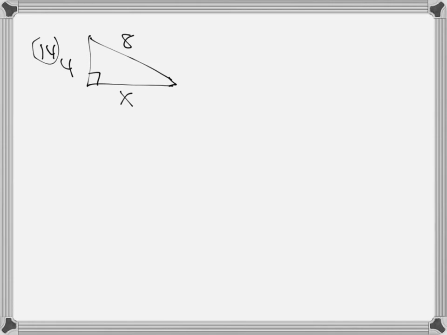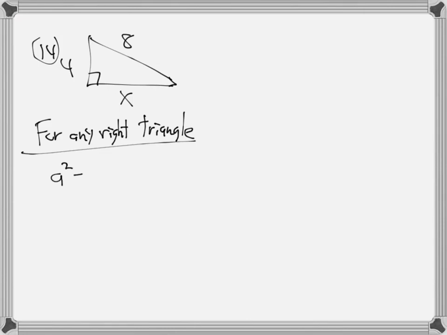Do you know of a formula? I can't remember if we've done it or not, where you have a right triangle. Yeah, a squared plus b squared equals c squared. Have you seen that before? For any right triangle, a squared plus b squared is c squared. What's that called? Pythagoras, the Pythagorean Theorem. Yeah, the Pythagorean Theorem for any right triangle.